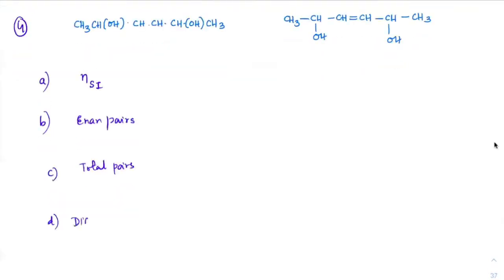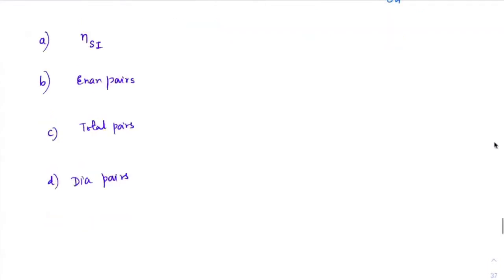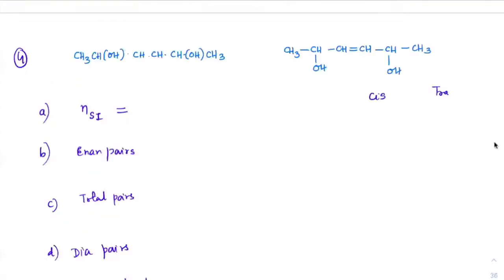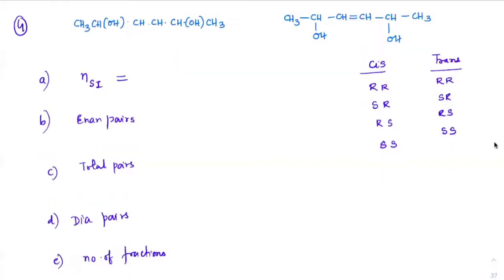D, diastereomeric pairs. E, number of fractions. First write cis and trans. Then, if you have cis, what are the possibilities here? I can have R and R, S and R, R and S, or S and S, correct? Suppose you have R and R here, SR here, RS here, and SS. These are the possible ones, but some of them will have replicas. Okay, guys?